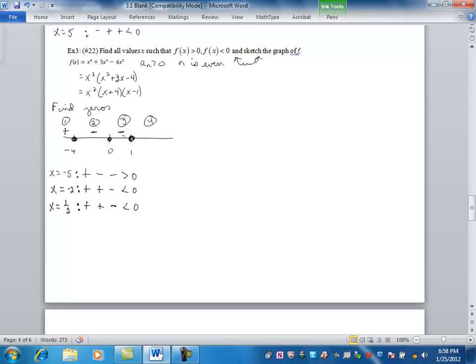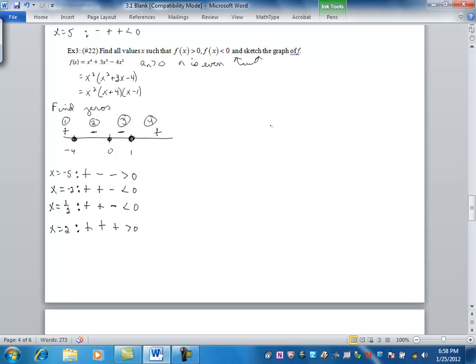Tuck that away in your back pocket. I'm going to talk about that a little bit more in a minute. And then let's go to region 4 here. We'll pick a test point, maybe x equal 2. So let's see, 2 squared is positive. 2 plus 4 is positive. 2 minus 1, positive. 3 positives multiplied together gives me something that's positive.